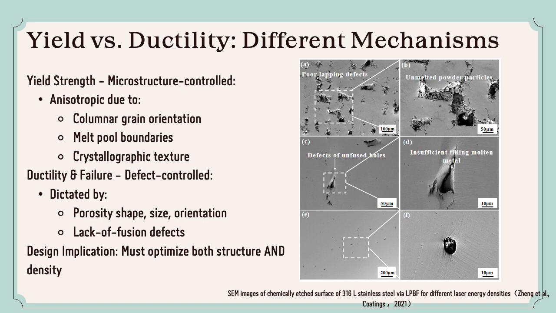However, ductility and failure behavior are influenced more by defects than by microstructure. As shown in the SEM image, defects such as porosity, unmelted powder particles, and lack of fusion defects can act as stress concentrators. These defects often become the starting points of crack initiation and fracture. Therefore, improving strength alone is not enough. To achieve the best performance, we must optimize both the microstructure and the density of the material by minimizing defects.